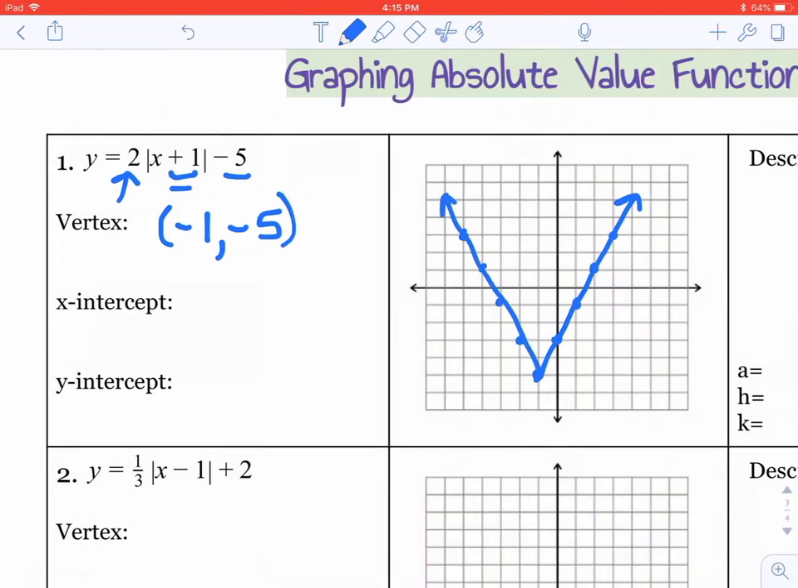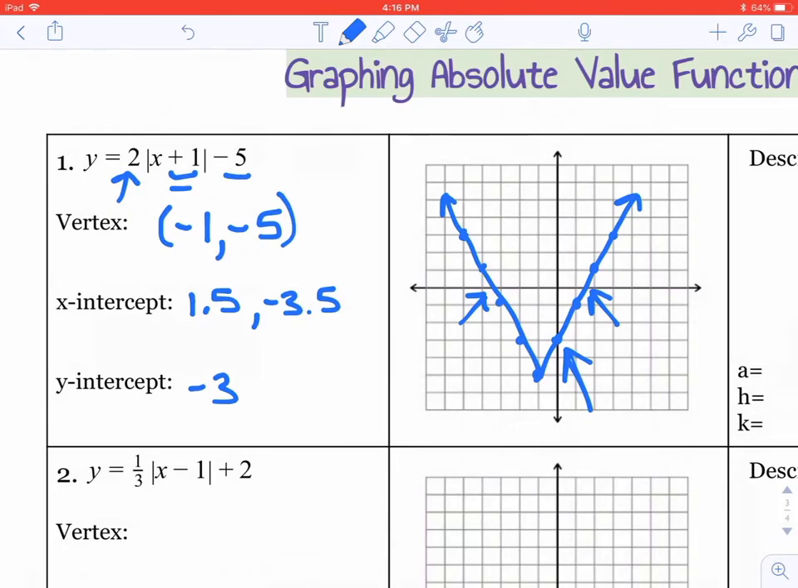We can easily see the x-intercepts look like they are between 1 and 2. So let's say 1.5. There's one right there. And then this one is between -3 and -4. So let's say -3.5. And the y-intercept is right there. So let's say that looks like -3.